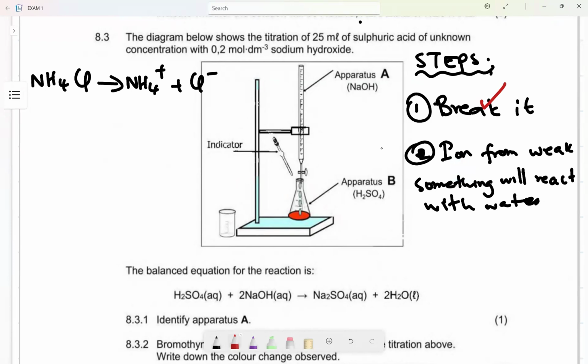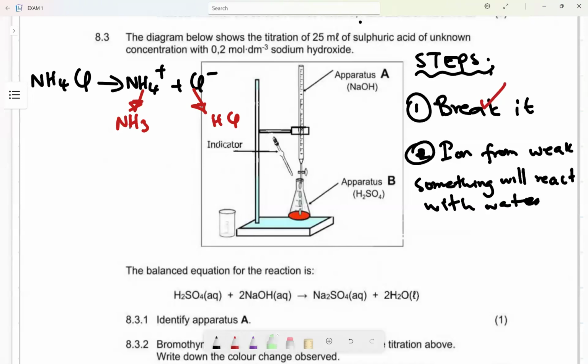What do I mean by ion from weak something? Remember, these are now ions. So where does NH4 plus come from? NH4 plus comes from NH3, then Cl minus comes from HCl. How do I know that NH4 plus comes from NH3? Because NH3 is a base, and a base accepts a proton. When it accepts a proton, it forms this one. How do I know this one comes from an acid? An acid is a proton donor. When HCl donates a proton, which is H plus, it is left with this one.